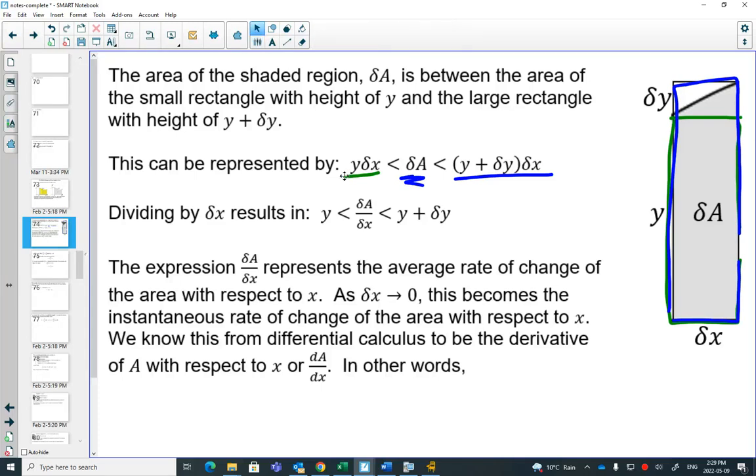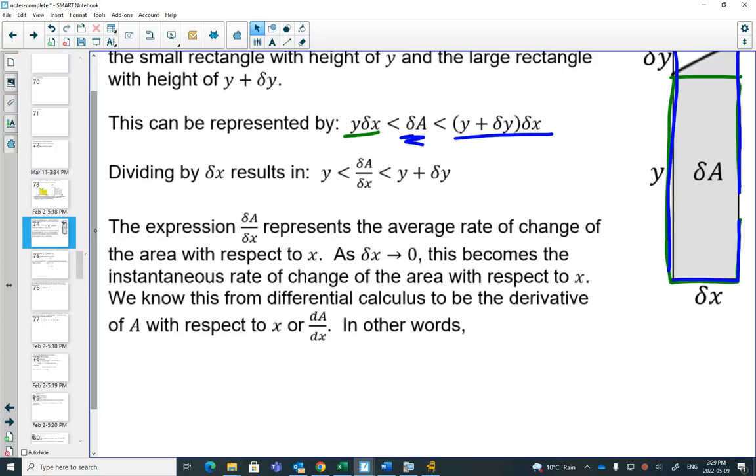Now, if you divide everything by dx, which is this little small part, and this is where a little bit of hand waving comes into play, then we get dA/dx in the middle, and we get y plus dy. We can now integrate this idea. This part in between represents the average rate of change, which is a derivative, and if you make dx go to 0, if you make it infinitesimally small, then it's the actual derivative.